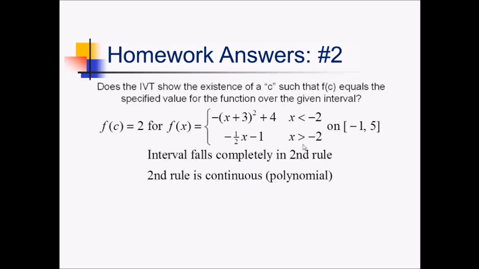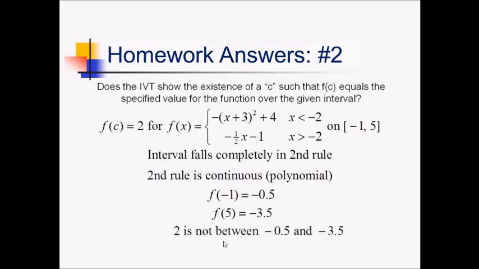But since it's on this second rule, we can just go straight ahead to seeing if the y value 2 is between the beginning and ending y values for this second rule. So let's plug in our x values. -1, if we plug that in here, that's going to be 1/2 minus 1, which is -1/2, -0.5. And if we plug 5 into this rule, that's -2.5 minus 1, which is -3.5. Is 2 between -0.5 and -3.5? Not even close. So that means that the IVT does not apply on this one.